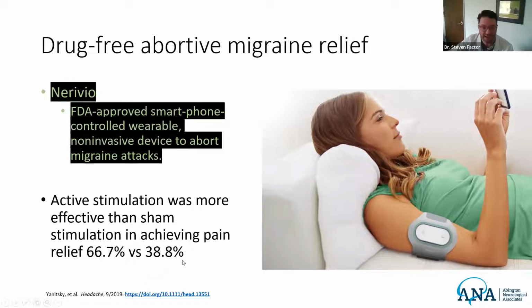And the initial studies showed that stimulation with this particular device was more effective than sham stimulation, so fake stimulation, in achieving pain relief. And that's a pretty notable difference versus placebo, 67% versus 39%. And placebo is usually stronger in studies that look at devices. So it has been pretty effective in the studies.